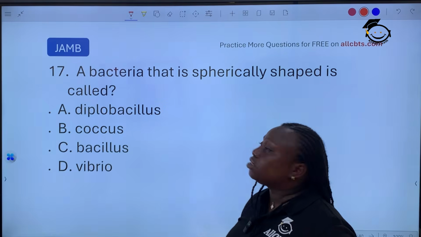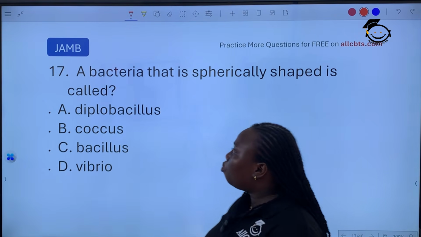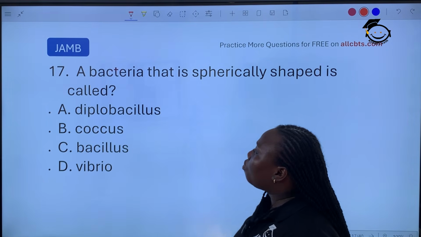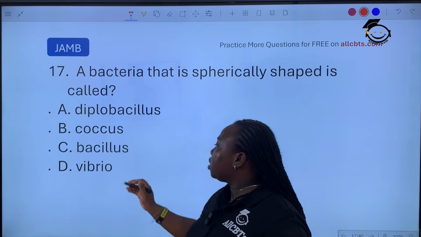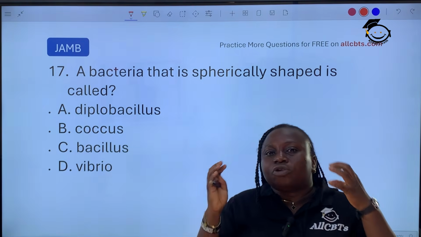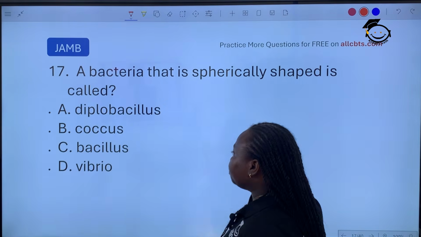Number 17. A bacteria that is spherically shaped is called what? A, Diplobacillus, B, Coccus, C, Bacillus, and D, Vibrio. So let's try to visualize the shape of these bacteria.